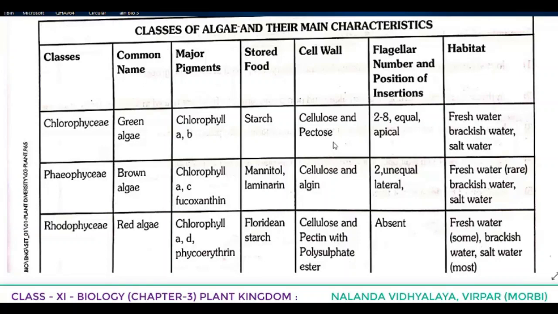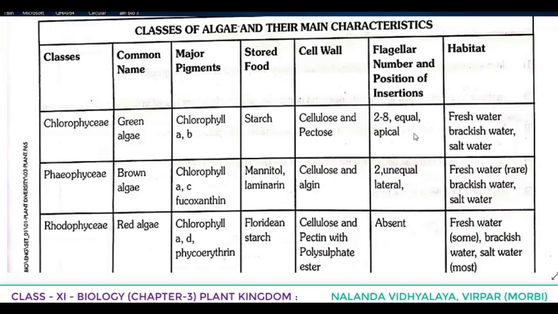Chlorophyceae, in that the cell wall is made up of cellulose and pectose. Phaeophyceae, it's made up of cellulose and algin. Rhodophyceae, cellulose and pectin with polysulfate ester. Once again, cellulose and pectin with polysulfate ester. Next, flagella number and position of insertions.